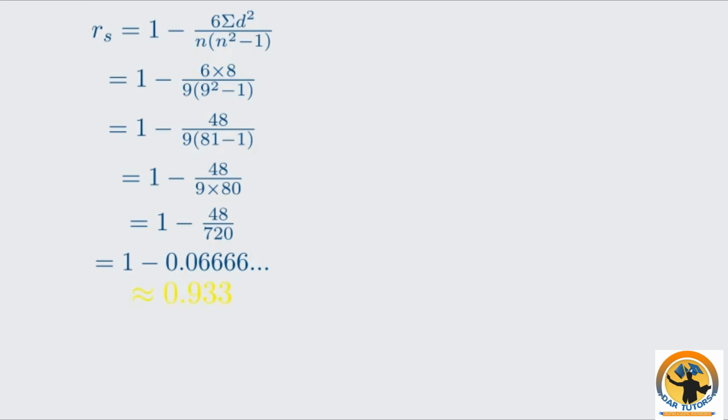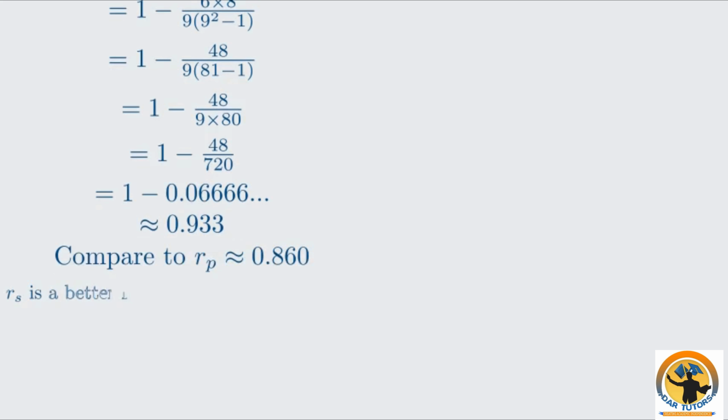This value of 0.933 is very close to 1, indicating a very strong positive correlation between the ranks of time and bear population. This is a much more accurate description of the underlying trend than the Pearson coefficient of 0.860, as it correctly accounts for the nonlinear nature of the data.